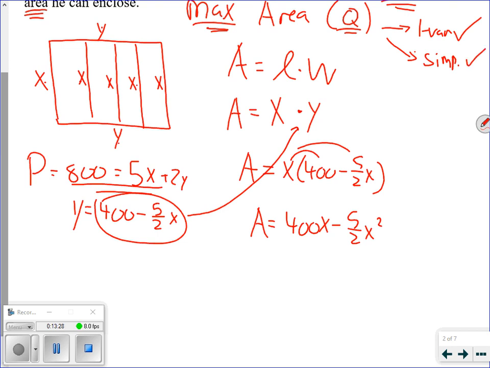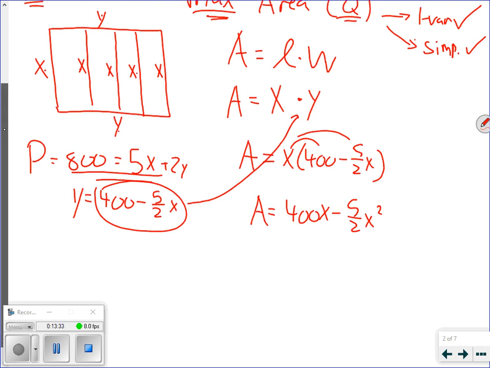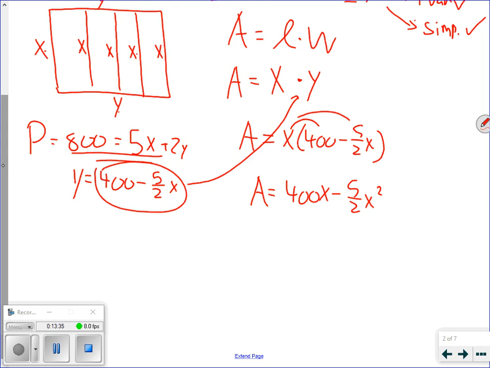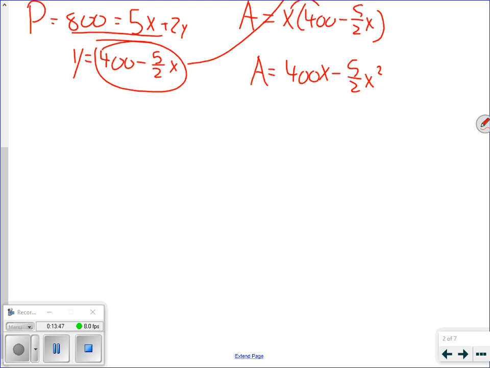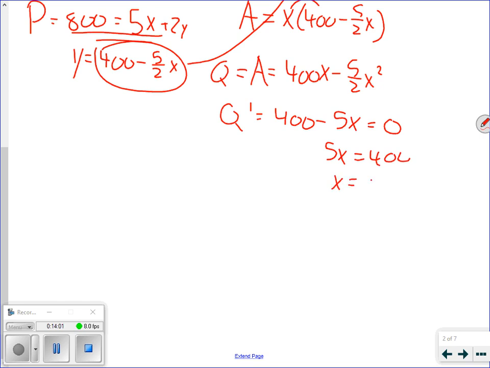We got simplified, check. And now the rest of it is just identifying the max, a relative and absolute max, using our calculus properties, right? So, let's see what we got. I'll make this my Q equation. So Q prime is equal to 400 minus 5x. Setting that equal to 0, we get 5x equals 400, or x equals 80.